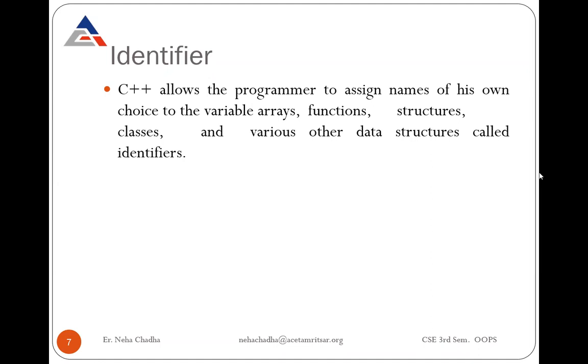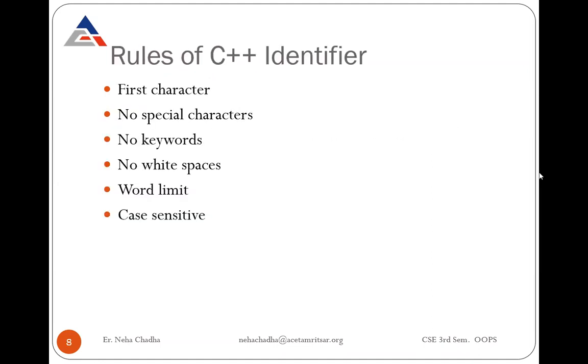There are some rules that are defined along with the identifiers. First is the first character. It is mandatory that the first character of the identifier should be either an underscore or some alphabet. Then there are no special characters except the underscore. You can use underscore, but you can't use other special characters. Like when you define the name of the variable, you can't put a dollar sign, you can't put a hash symbol, you can't put any other sign along with the name of the variable.